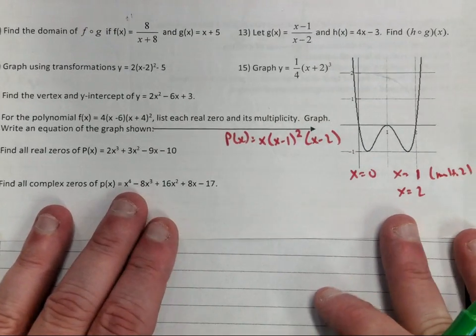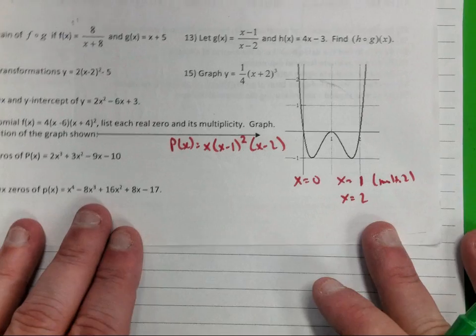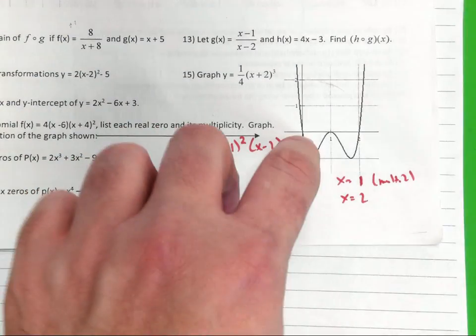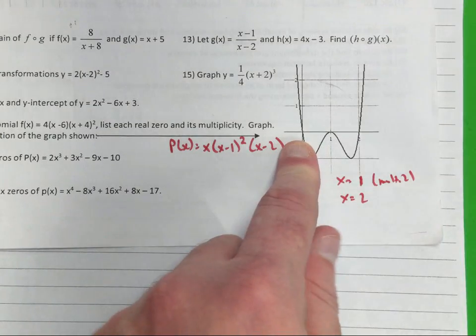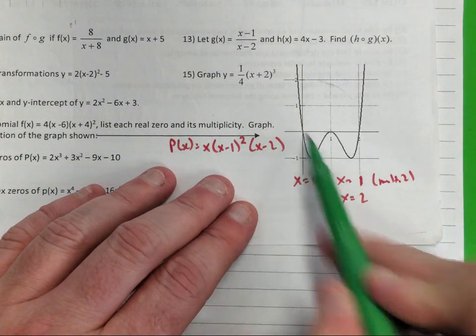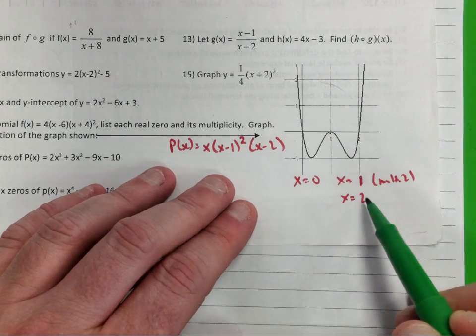Number 18. It says, write an equation of the graph shown. Okay. Put P of x for polynomial. List the zeros. First off, we know it's going to be even degree because both of the ends are pointing in the same direction. My zeros are x equals 0, x equals 1, x equals 2.